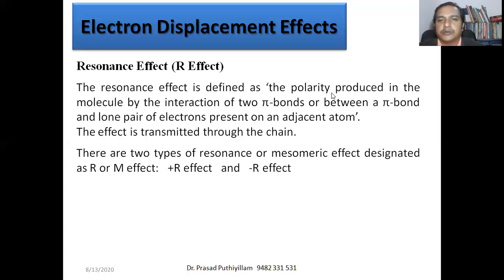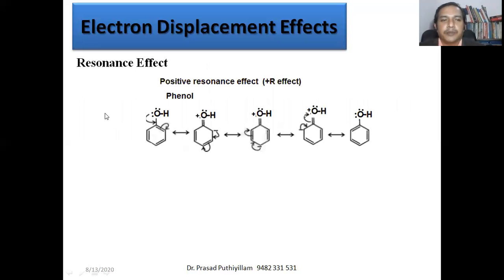In this case also, polarity is produced, and charge separation is possible with this effect. Take the positive resonance effect, plus R effect, with hydroxyl benzene, that is phenol. Here the electron movement is represented like this, and these structures contribute towards the structure of phenol. Finally, we have to write the benzene molecule with a circle inside the hexagonal shape, and the oxygen is also not having a full positive or negative charge. We have to represent it like that.